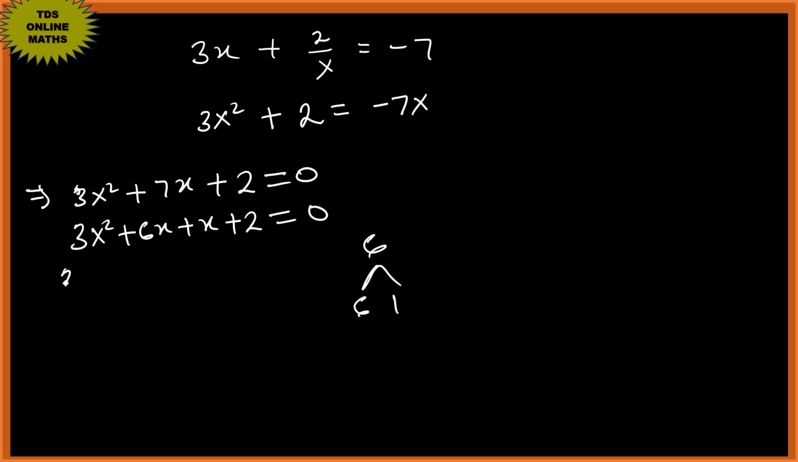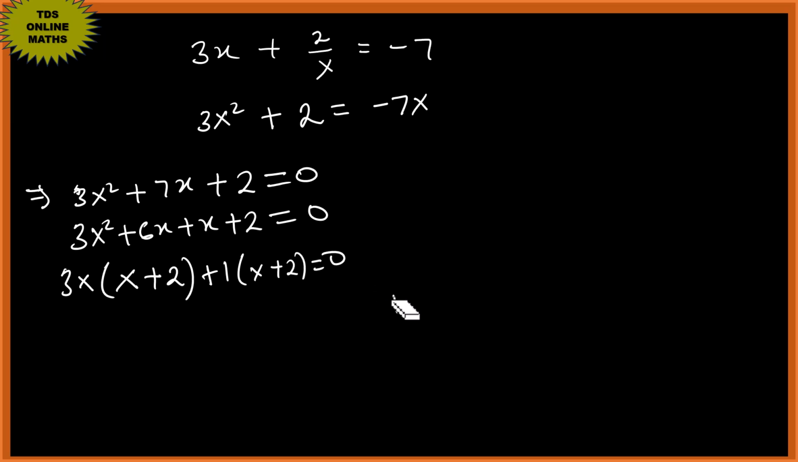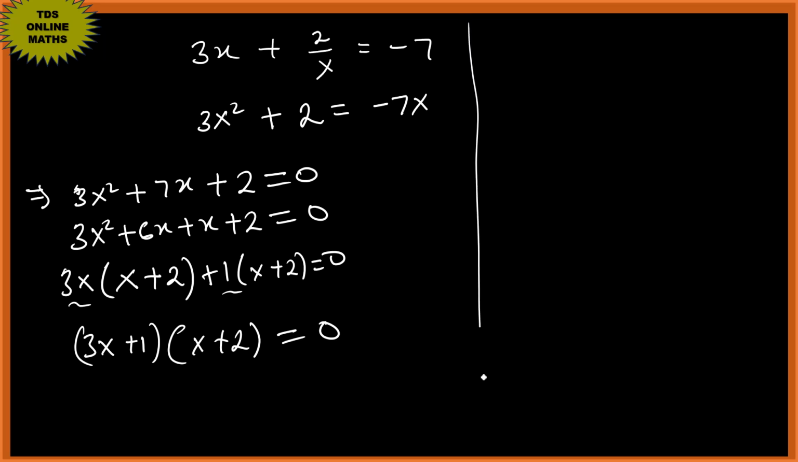Let's go ahead and take 3x out here: 3x times (x plus 2), plus 1 times (x plus 2), equal to 0. All right, so let's take this one out: 3x plus 1, and what is inside the bracket, x plus 2, equal to 0. So we have two answers.